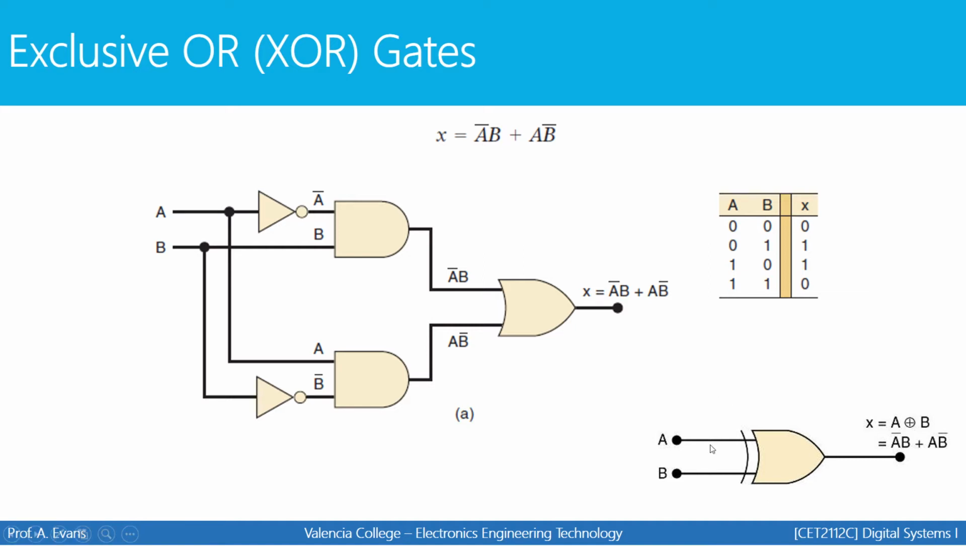So whenever we see this symbol on a schematic in the textbook or in Multisim, what's really going on inside of this particular circuit is this orientation right here. This is the circuit that's going to produce a high only when the two inputs are at different levels.